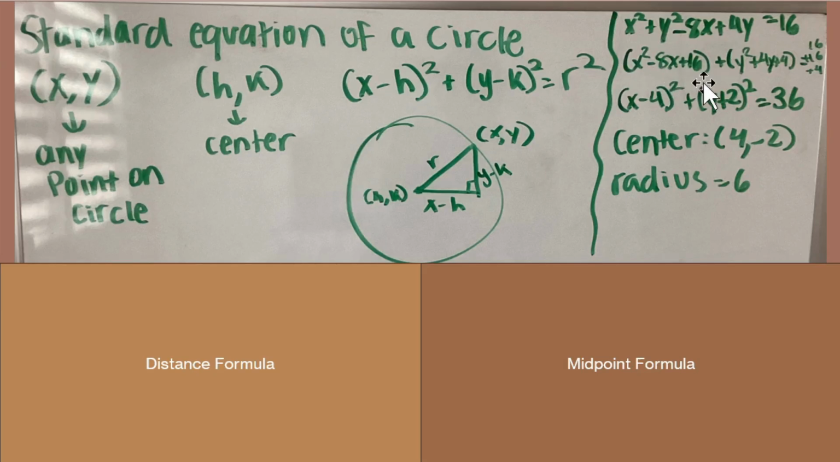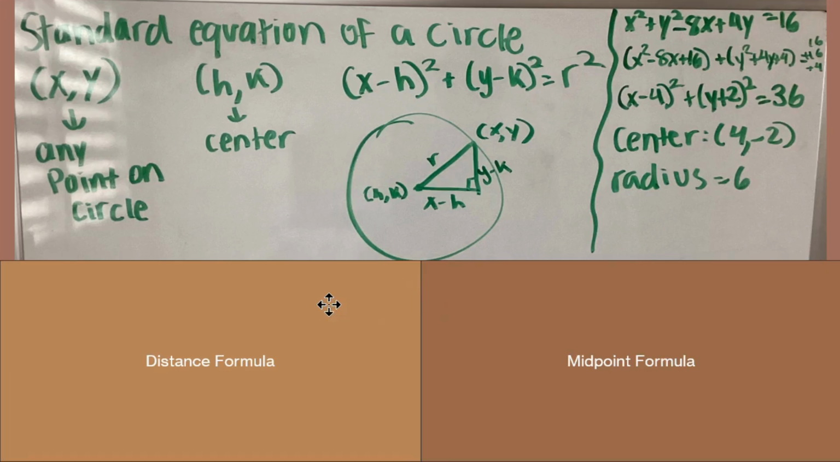X squared minus 8x plus 16, that would perfect the square to x minus 4 squared. And y squared plus 4y, if you add 4, you make it y plus 2 squared. Now remember, the 16 right here, what you add on this side, you have to add on this side. 16 plus 16 plus 4, okay? And if you have this, x minus 4 squared plus y plus 2 squared is equal to 36. From here, we can figure out the center is 4, negative 2, and the radius is 6 because the square root of 36 is 6. Okay? Now we're going to go on to the distance formula.